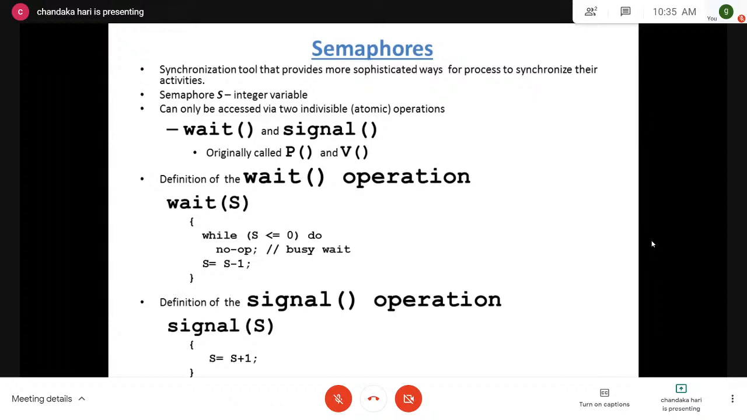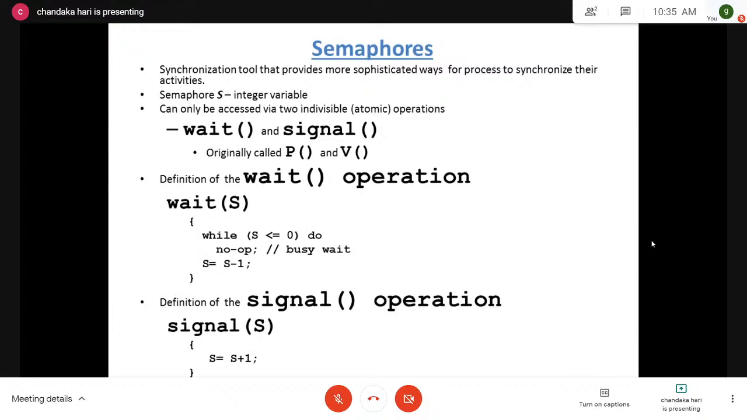It is a small variable. You may call it S. S is an integer variable. Apart from initialization, it is accessed by using only two instructions, wait and signal. Generally, wait is represented with P and signal is represented with V. We will see a detailed discussion about what the wait function and the signal function are.